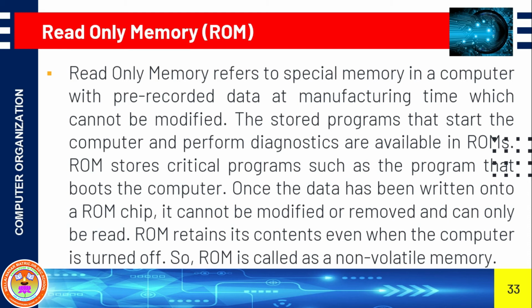ROM retains its contents even when the computer is turned off. In RAM, what we have discussed already, during RAM execution, if your computer is switched off, all the data is lost. Is it correct? ROM means it retains its contents even when the computer is turned off. The content should be retained, which means the data is not lost. So ROM is called what type of memory? Non-volatile memory. Understood? That is the difference between RAM and ROM.